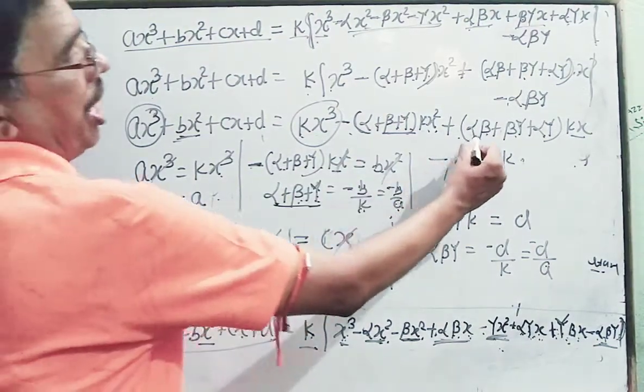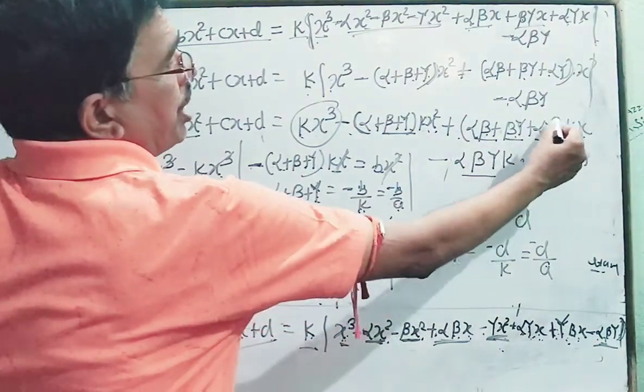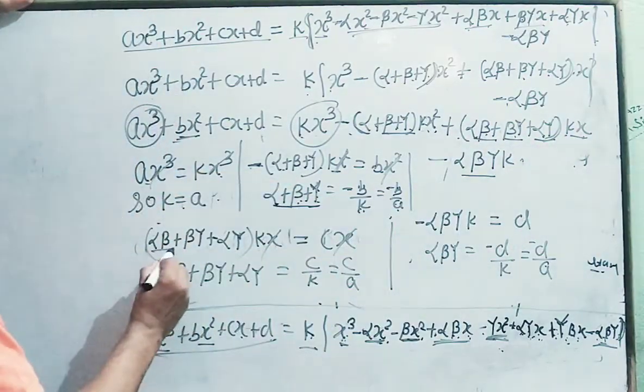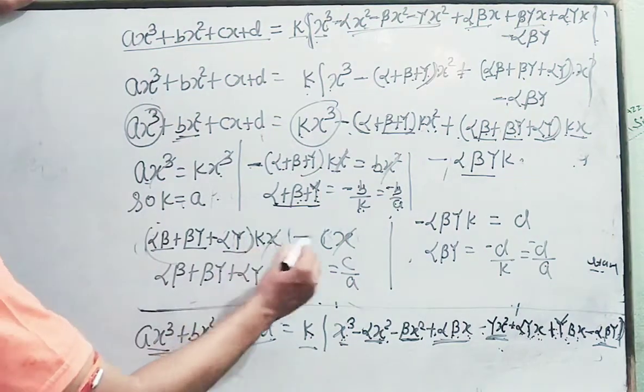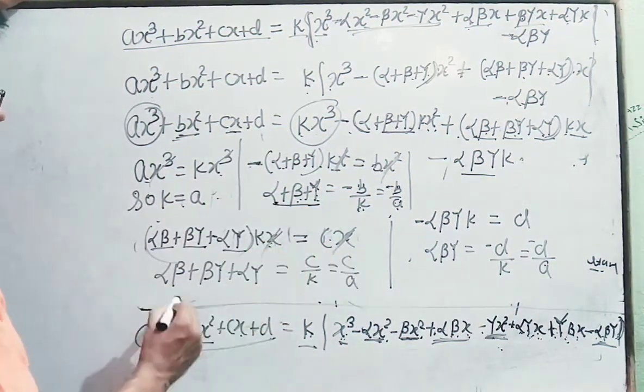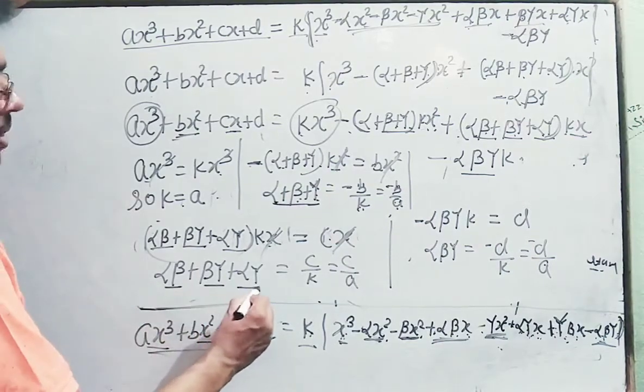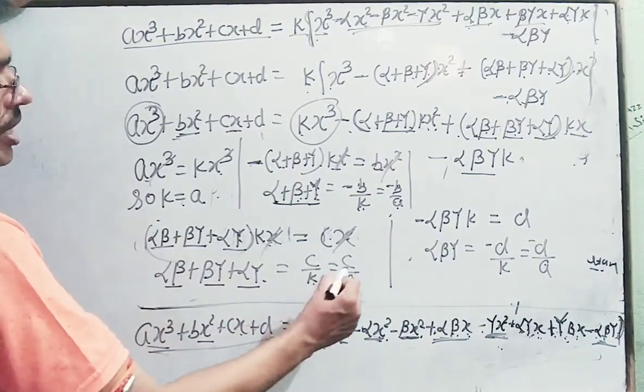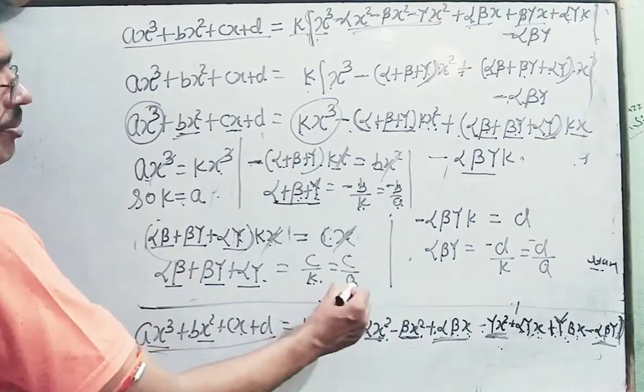Third step, alpha beta plus beta gamma plus alpha gamma, kx. Alpha beta plus beta gamma plus alpha gamma, kx is equal to cx. Their coefficient of x is c. So x cancels. So alpha beta plus beta gamma plus alpha gamma is equal to c by k. That is c by a, in place of k is a.